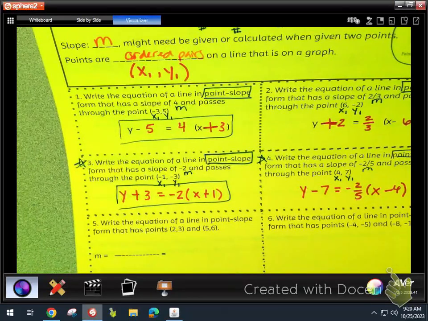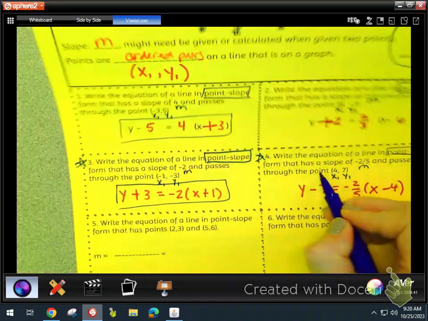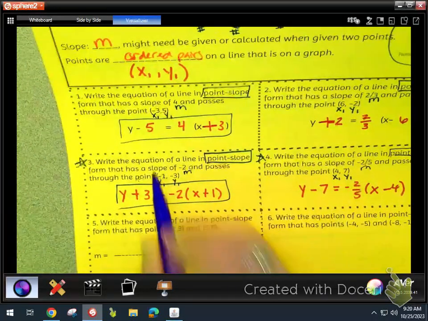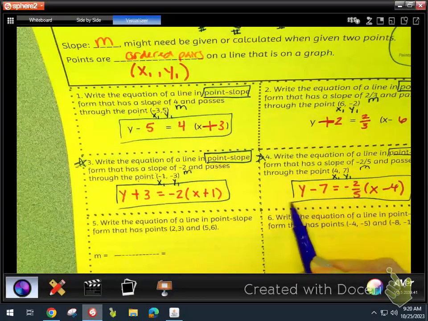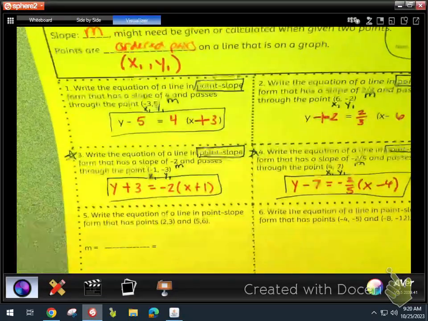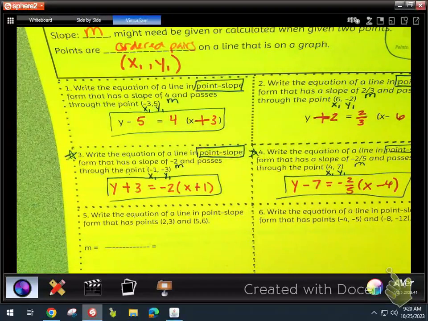Because what did we know? We knew a what and a what? A point and a slope. A point and a slope the whole time. That's what we knew. And so this is where we're going to stop today. Okay? Again, you're just following a formula. You got to be careful with the signs. We're just following a formula.